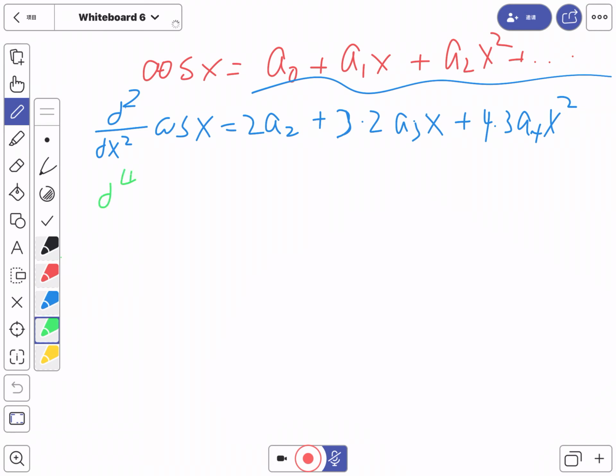Then if you take the first derivative, doing the same thing, we're going to get 24a4, and then plus, well, the next one becomes 5 times 4, and then you have to times 3, and then times 2. So this will give us 120a5. And then using the same logic, you get 360a6.